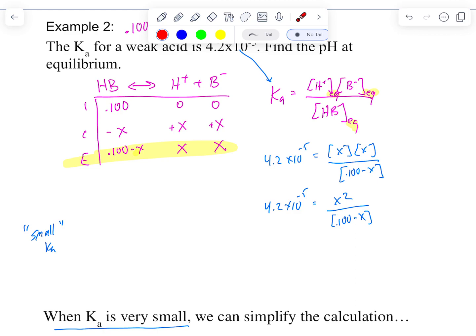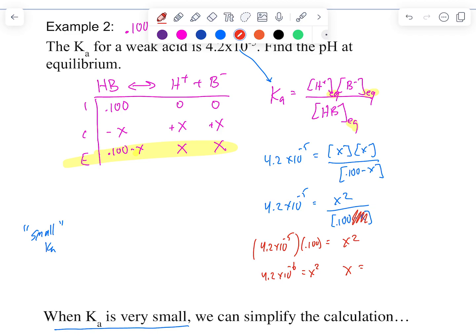So we're going to rewrite this, simplifying this. And if we simplify that, then this is not much of a polynomial anymore. We can actually solve for the value of x without using the solver function. So 4.2 times 10 to the minus fifth times 0.1 equals x squared. And now this becomes pretty straightforward. So 4.2 times 10 to the minus sixth is equal to x squared.